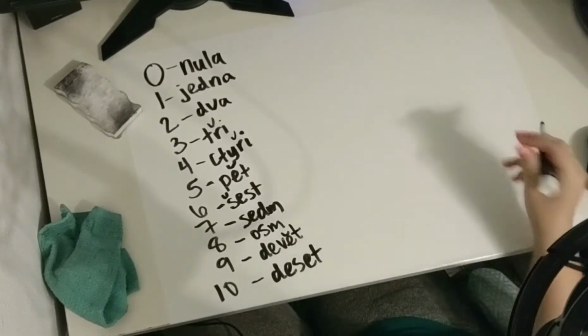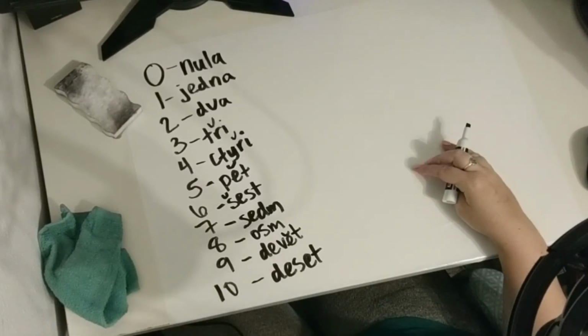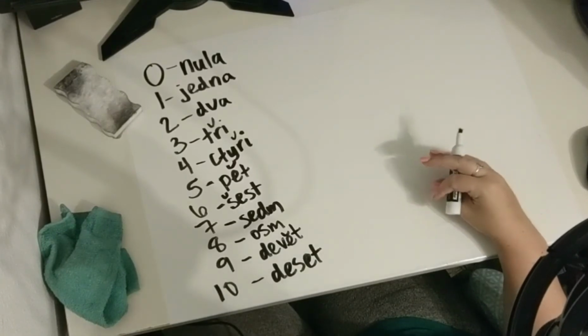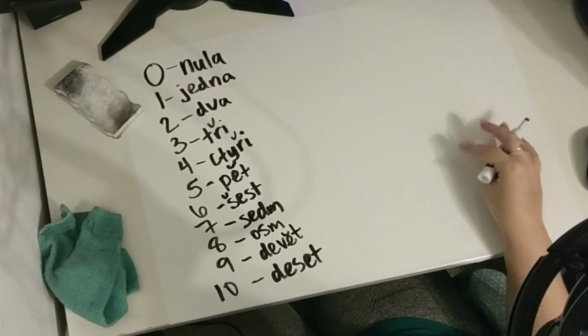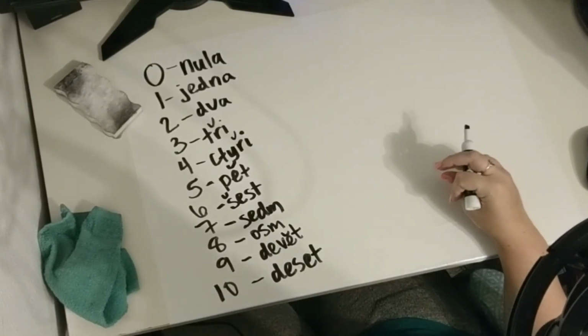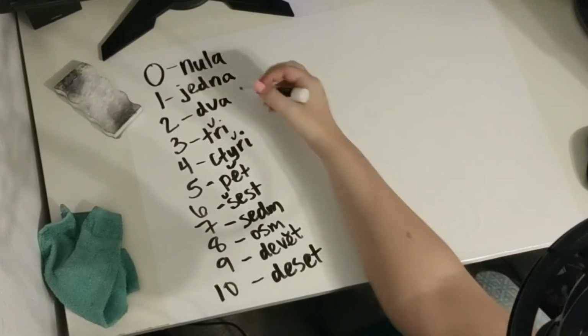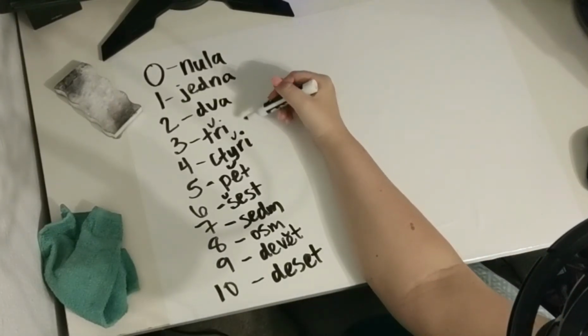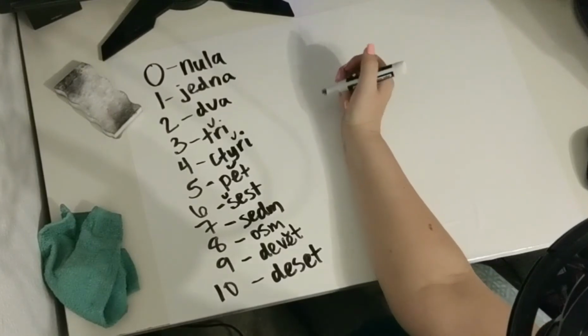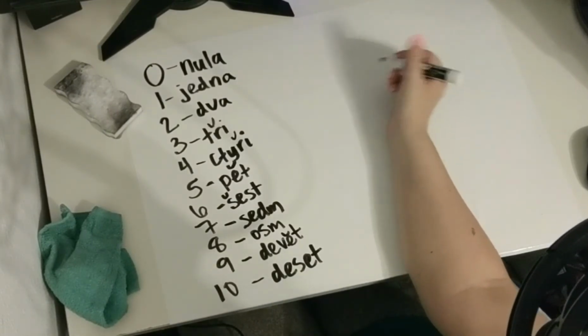A little side note. Like in lots of other Latin-based languages, we have masculine and feminine words. In Czech, we have masculine, feminine, and neutral. So one and two change depending on if you're counting things that are masculine, feminine, or neutral.